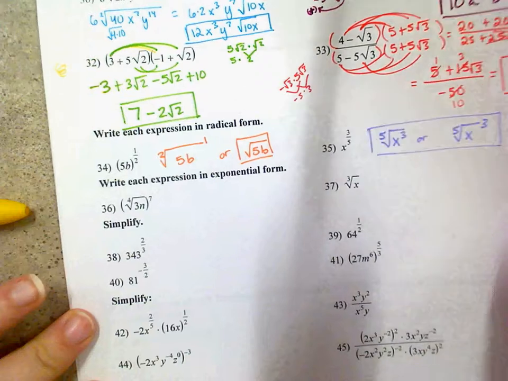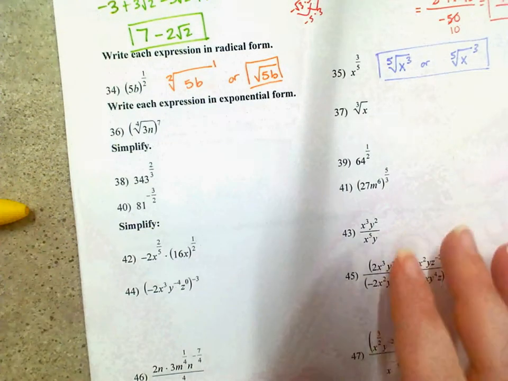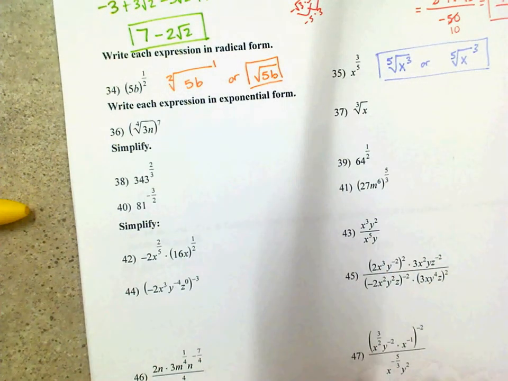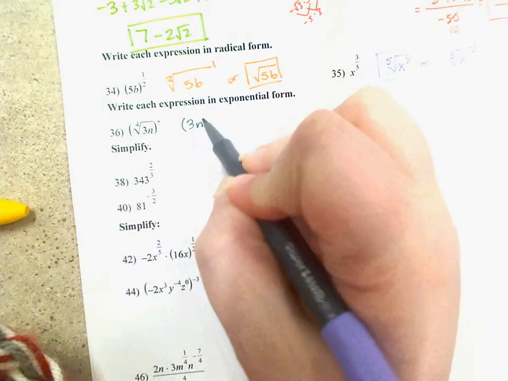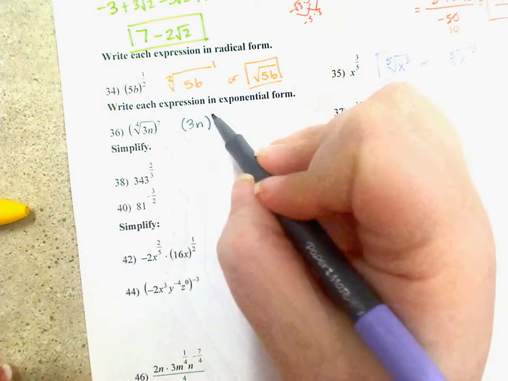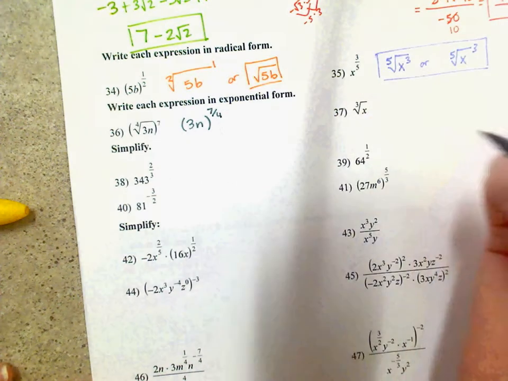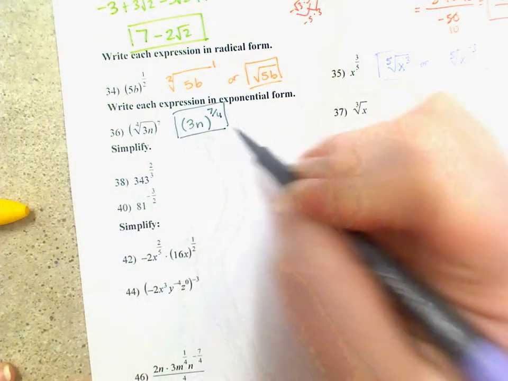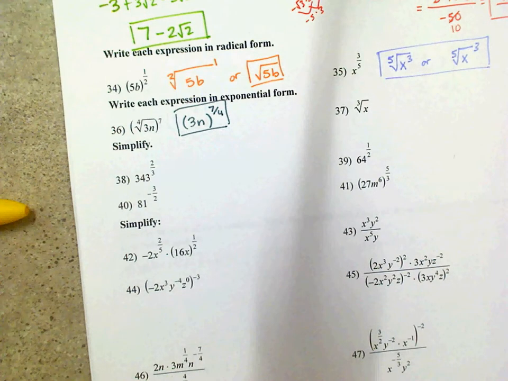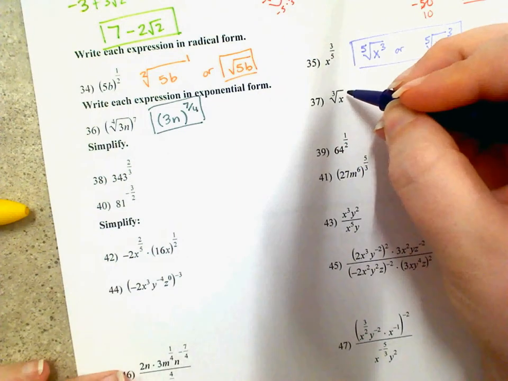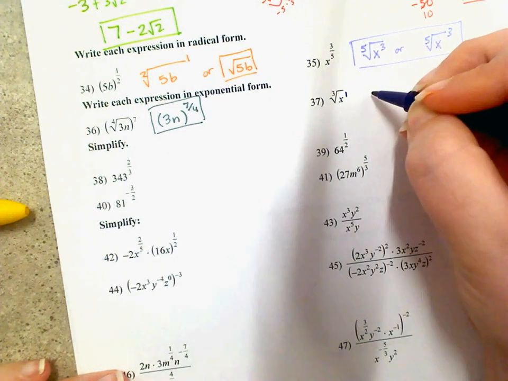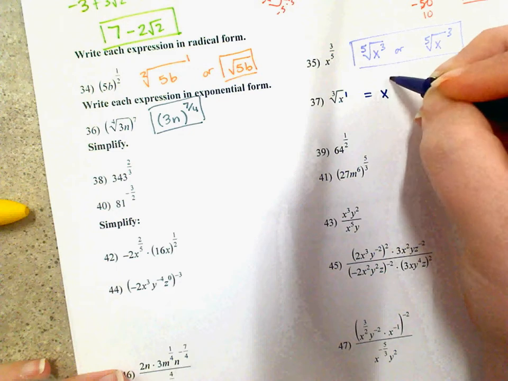Number 36 says write it in exponential form, so basically just do the opposite of what we just did. So this is 3n raised to the power of 7 over 4. And 37 is the x being raised to the first power and the cubed root, so this is x to the 1 over 3 power.